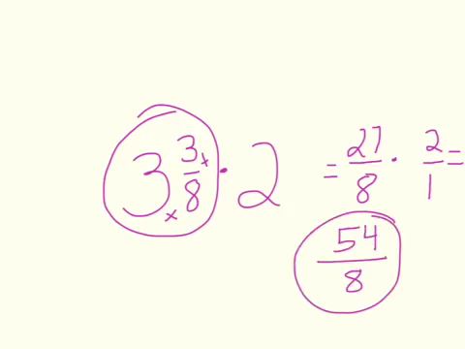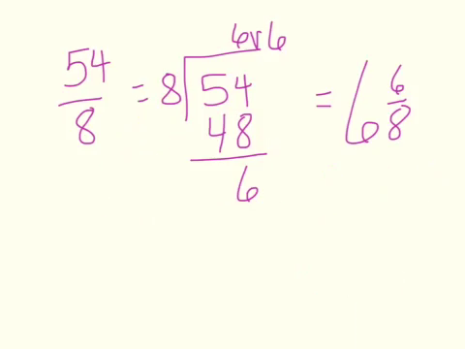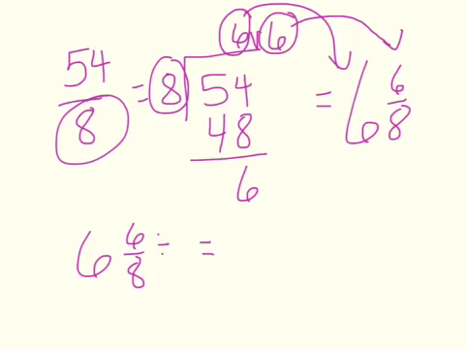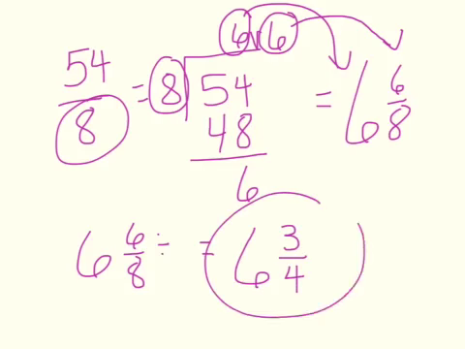Now this improper fraction has to be changed back to a mixed number. So I've taken the time to divide 8 into 54 6 times. I get a remainder of 6, which means that my whole number is 6, my numerator is 6, and my denominator stays the same. But now 6 and 6/8 can be simplified because 6/8 can be divided down by 2. So I will have 6 3/4 for my final answer.